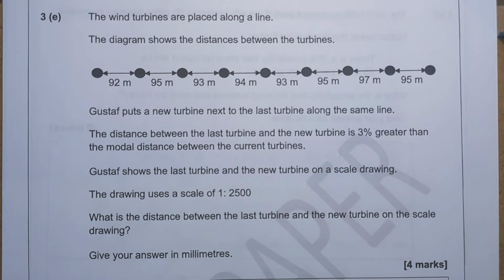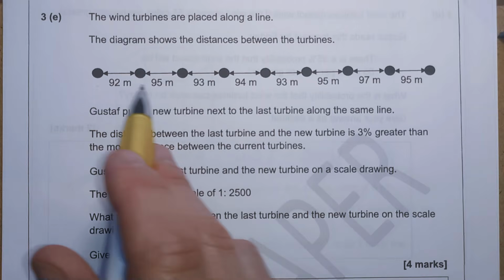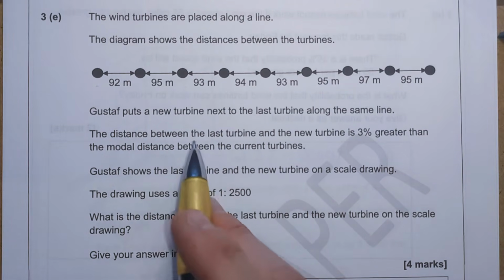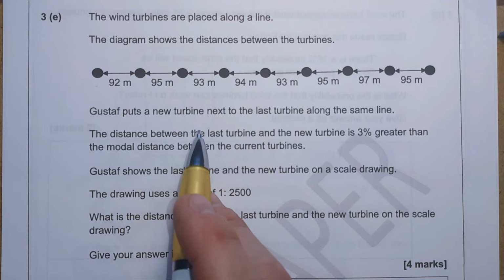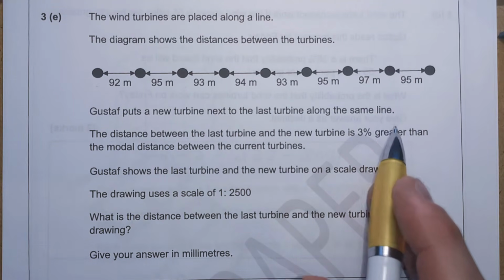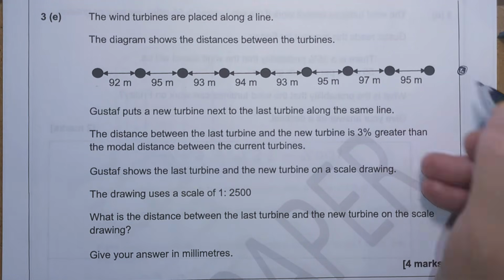Okay, 3E. The wind turbines are placed along a line. The diagram shows the distances between the turbines. Okay, 92 metres, 95 metres, so on. Gustav puts a new turbine next to the last turbine along the same line. Okay, so I think they mean they're going to put one here.